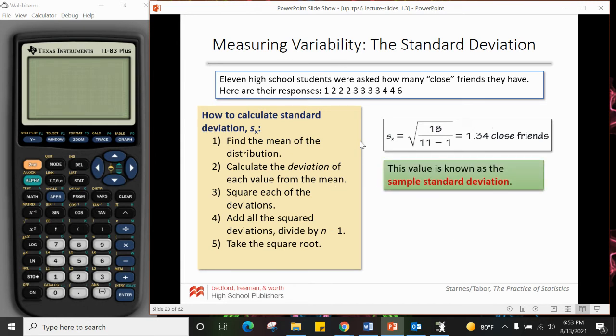And this is a sample, so we use the sample standard deviation and we denote it by S sub x. So the same way the mean is x bar for a sample and mu is the population mean, S sub x is the sample standard deviation. And I don't know if we'll see it here in the future, but lowercase sigma is the population standard deviation.